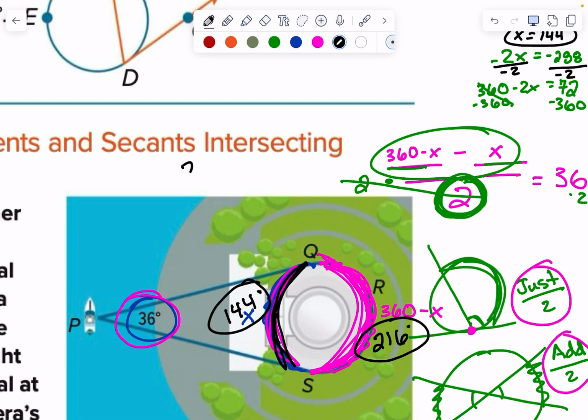Now, if you take 216 and you subtract 144 and you divide by 2, will you end up getting 36? Probably. Okay? So that's how we do that when we don't have labels on either one of them. I know that this arc and this arc make 360. So let's label one of them x and the other one 360 minus x, right?